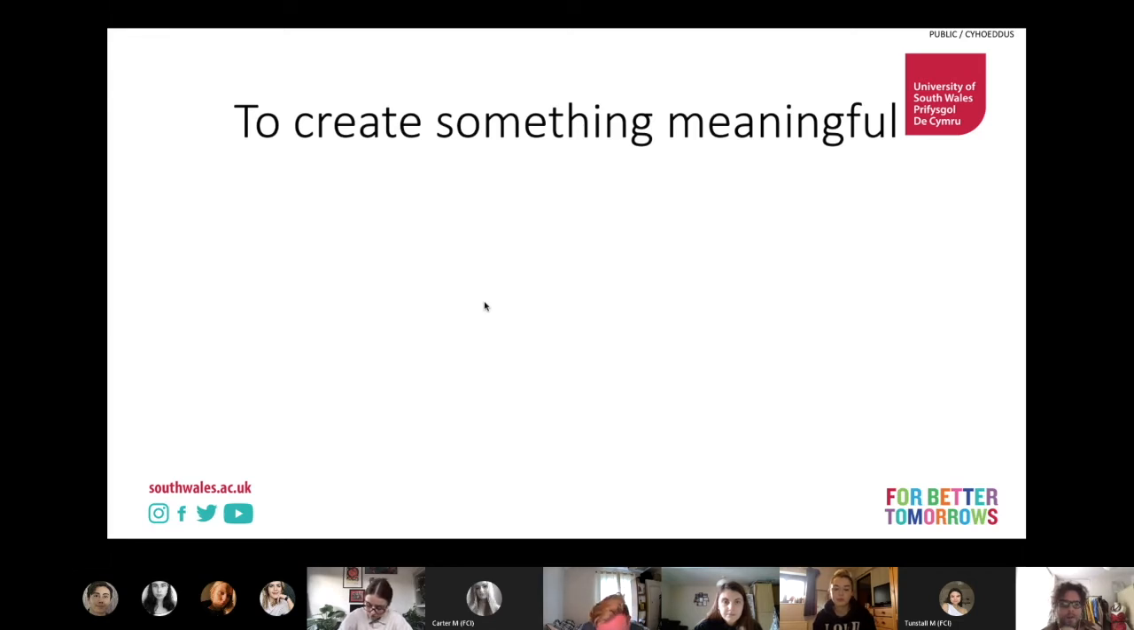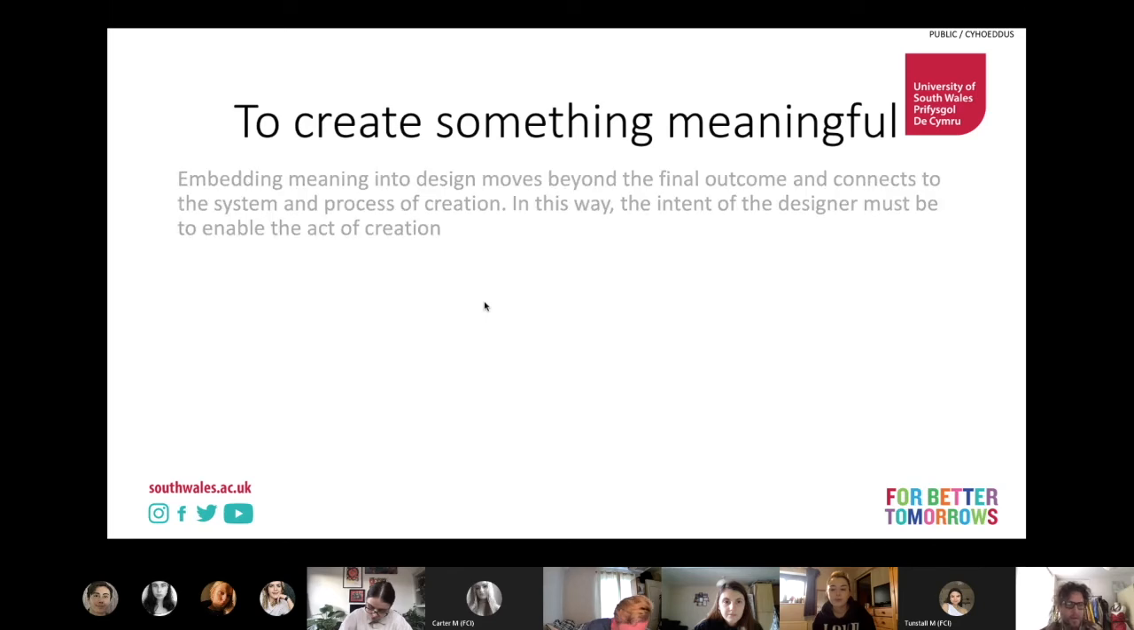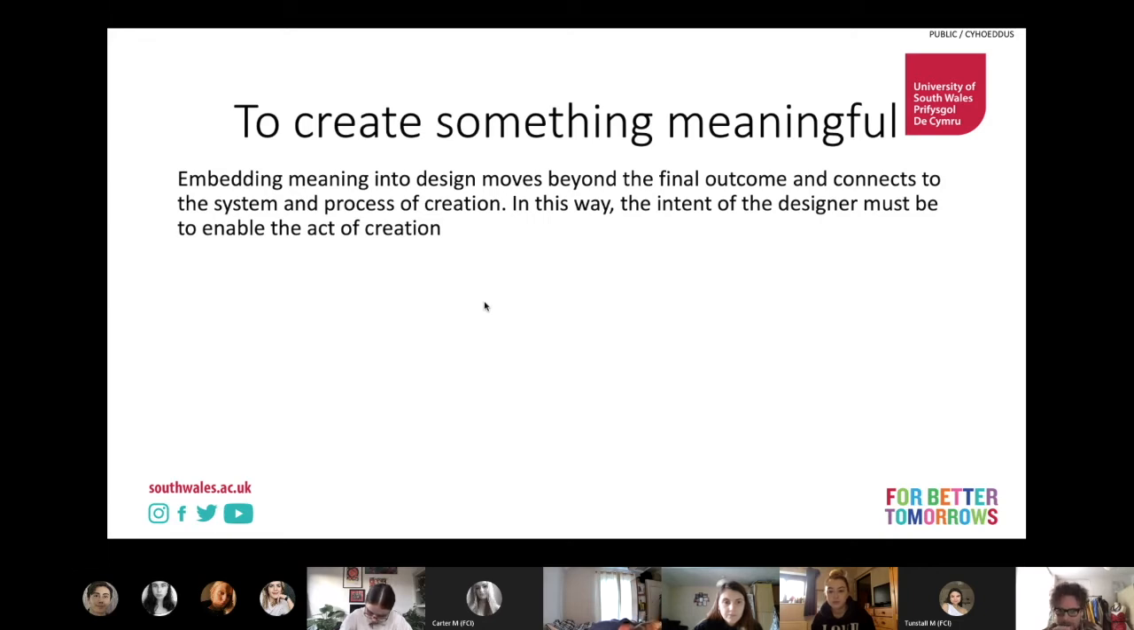Next, we look at this idea of creating something meaningful. Now, this is a little bit less tangible than the last one we looked at. So embedding meaning into design moves beyond the final outcome and connects the system to the process of creation. So what we're looking at here is that the designer's intent is to enable an act of creation. Now, this is a lot less difficult than you might think. If you think about creating a set of paint, you're not creating a set of paint, you're creating the artwork that the user will create. So your intent is to enable an act of creation.